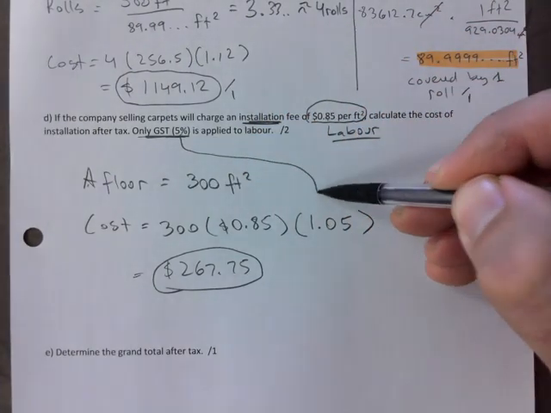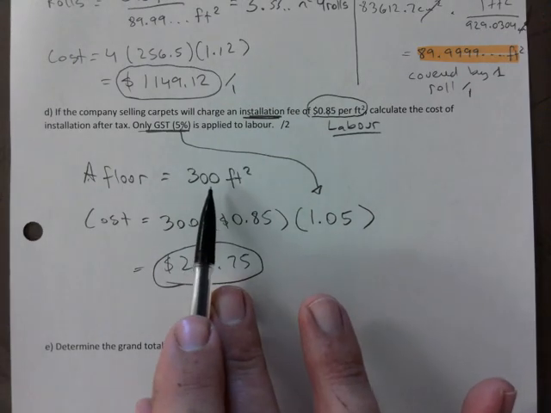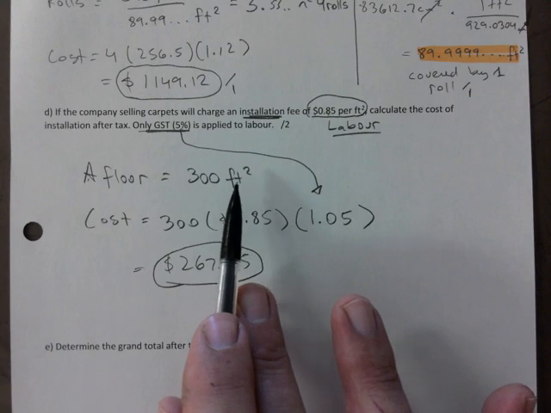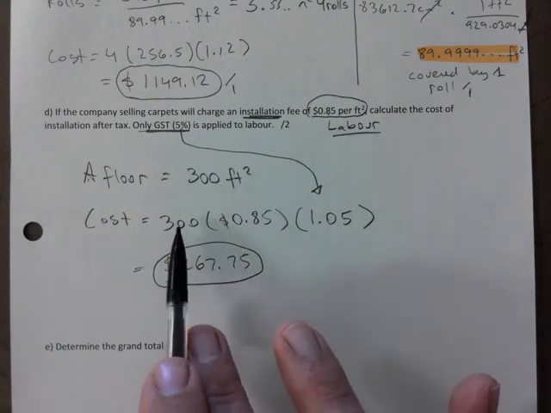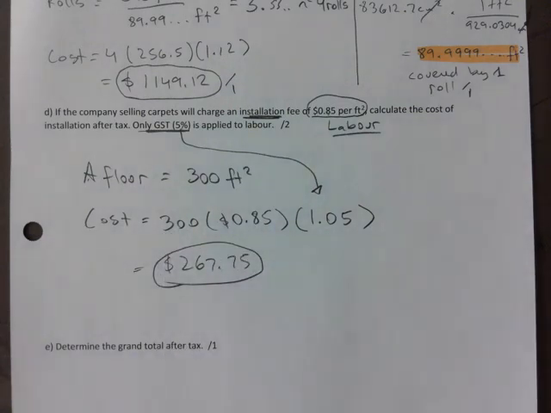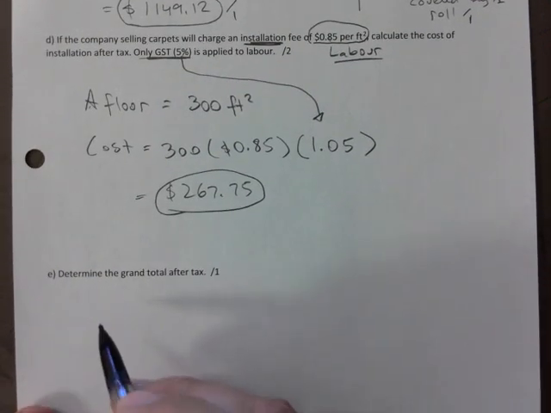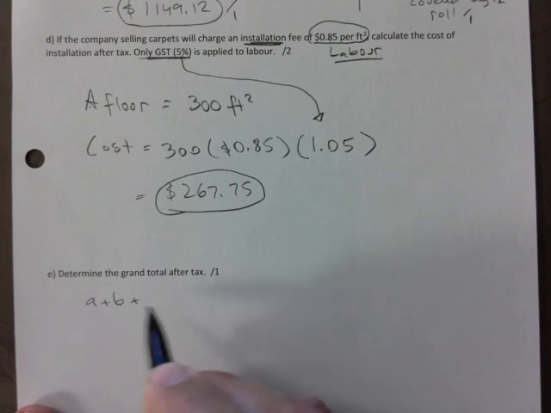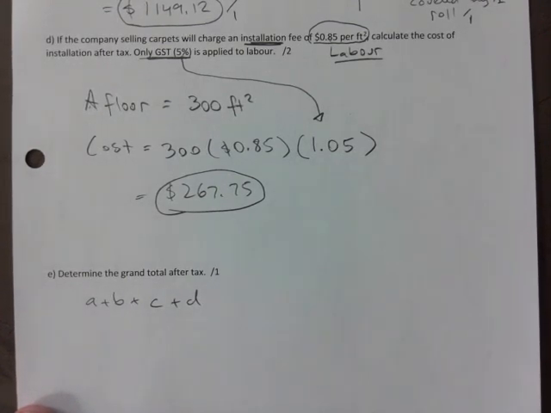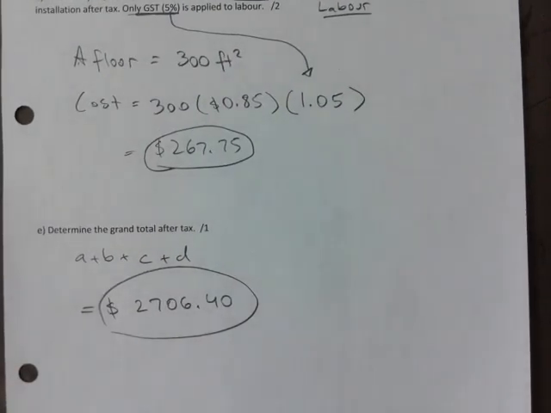And I will make an arrow, right? Not 1.12, but 1.05. If this had been 300.75 square feet, you would have had to go 301, right? Round it up to the nearest square foot and then figure out your cost, okay? Grand total, just add A plus B plus C plus D. That's really what that is. And just for the sake of time, I'm just going to give you the answer without actually writing out each individual number.